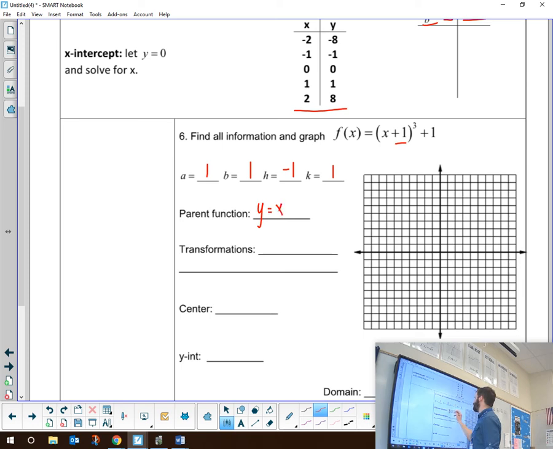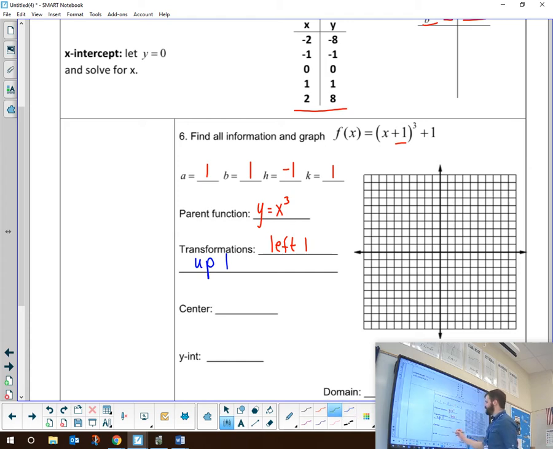My parent function for this, well, guys, we're working with x cubed, right? These are cubic functions for a reason. My parent function is going to be that. Transformations. A, B, those don't affect anything, but my H and K certainly do. My H says that we're going to go to the left 1, and my K says that we're going to go, not right 1, we're going to go up 1. So we're going to go to the left 1 and up 1.